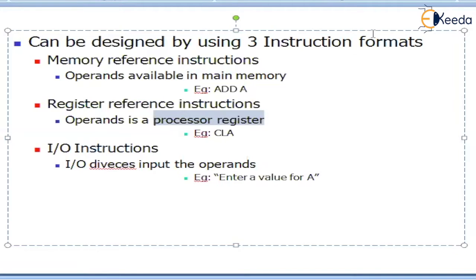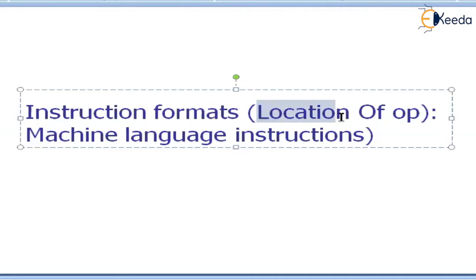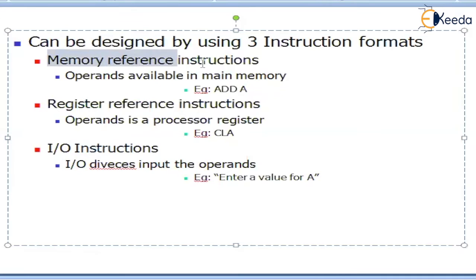Now, these instruction formats are with respect to the location of the operand. Earlier, we discussed the instruction formats with respect to the number of operands. Either it could be 3 address, 2 address, 1 address, 0 address, right? Now, when we talk about these instruction formats with respect to the location of the operands, they can be of three types. Okay, first one is memory reference instructions.